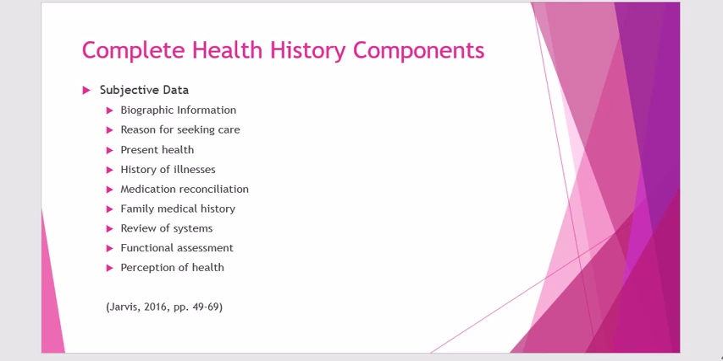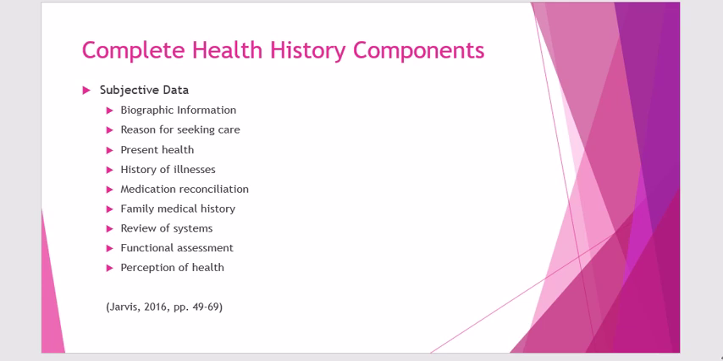First is biographic information. This is identifying information such as name, age, sex, primary language. Next is reason for seeking care. This is the patient's chief complaint in their own words, which consists of symptoms that they've been having.